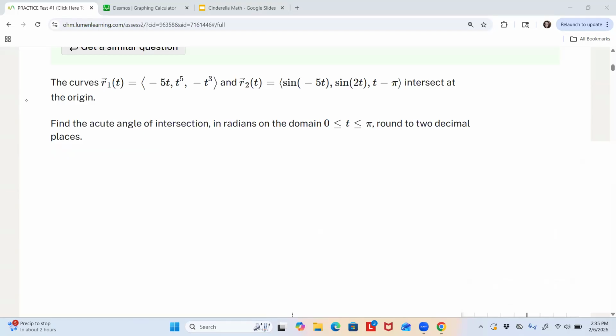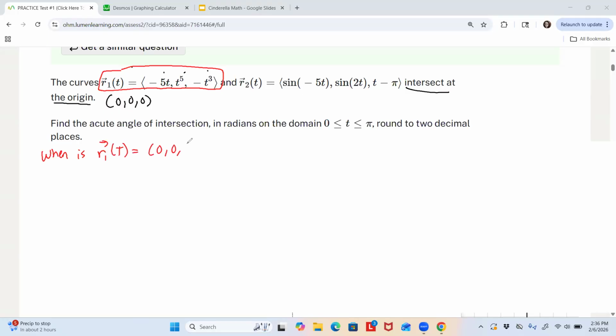Again, I'm not going to go into the nitty-gritty of why. I'm just really going to be doing the mathematical processes here. We are told they intersect at the origin, so in 3D space, because you can see we have 3 coordinates here, the origin is 0, 0, 0. So we need to ask ourselves what value of t would make r1 of t be 0, 0, 0. So when is r1 of t equal to 0, 0, 0?